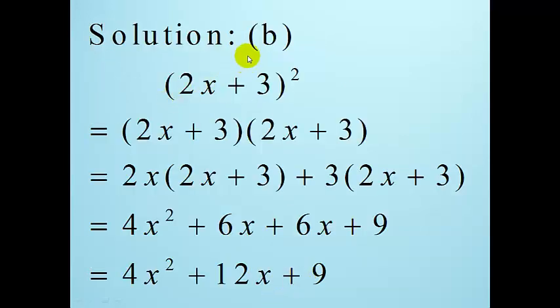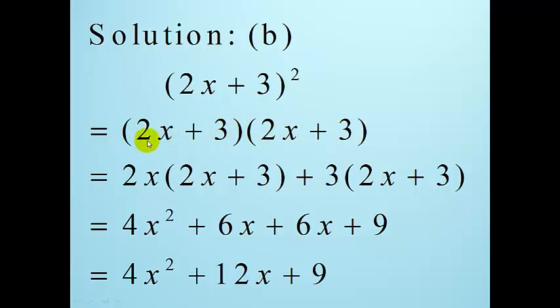Now, solution B. 2x plus 3 all squared means 2x plus 3 times 2x plus 3. That's the meaning of 2x plus 3 all squared. It means you multiply 2x plus 3 by itself. And that is how come we have 2x plus 3, 2x plus 3.